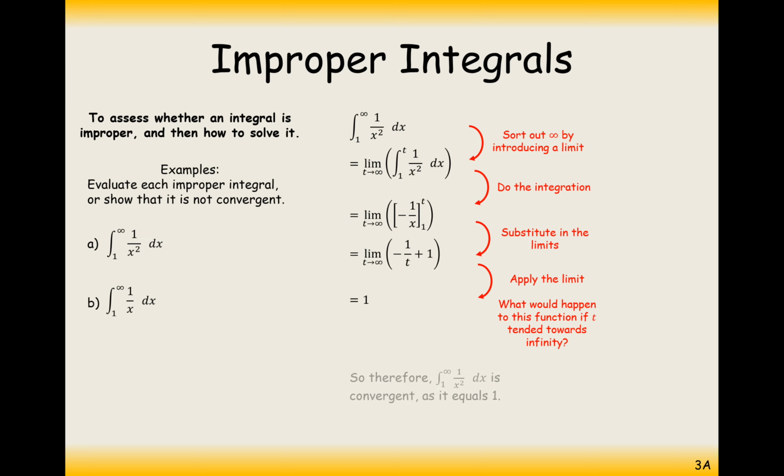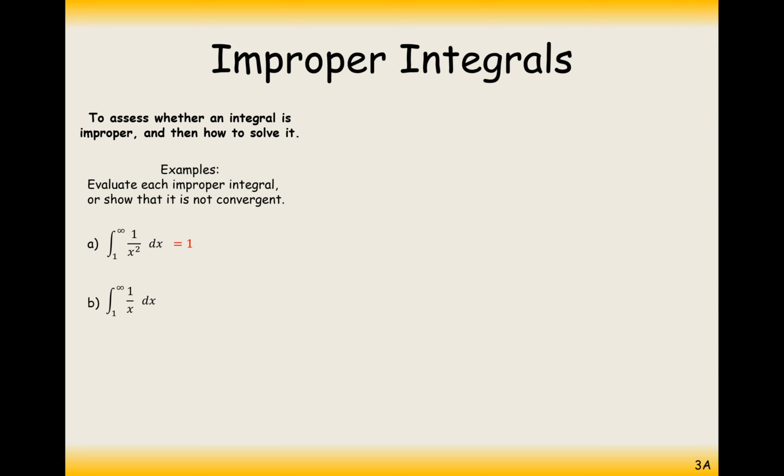So the answer to this question is 1. So we say that it does converge as it is equal to 1. So the answer to part A is 1. So you've seen here how we're now going to deal with limits where we go up to infinity. We replace the infinity symbol with the letter t and then put lim as t tends towards infinity at the front. Do the integration in the brackets, and then when you've got your answer, consider what this will be equal to when t tends towards infinity.